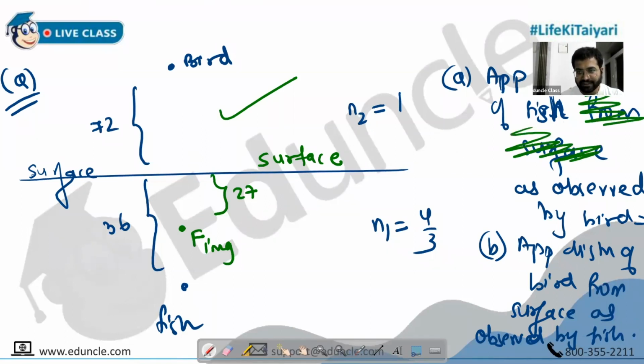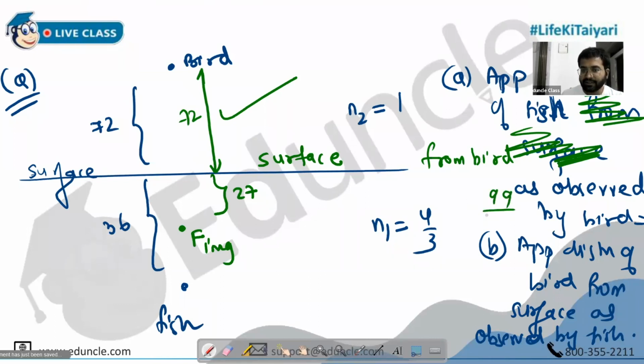Apparent distance of fish from bird, as observed by bird. I want to add it this way. So what is the distance of bird and surface? It's 72. So what is the apparent distance of fish as observed by bird, people? 72 plus 27. Answer is 99. Is this understood? Tell me if not, please.